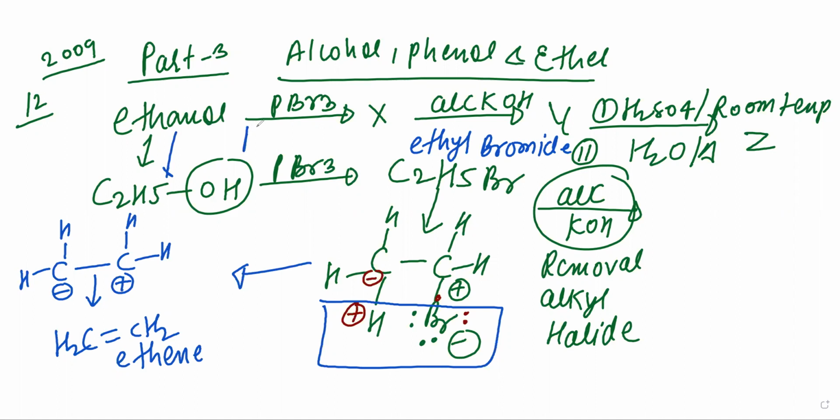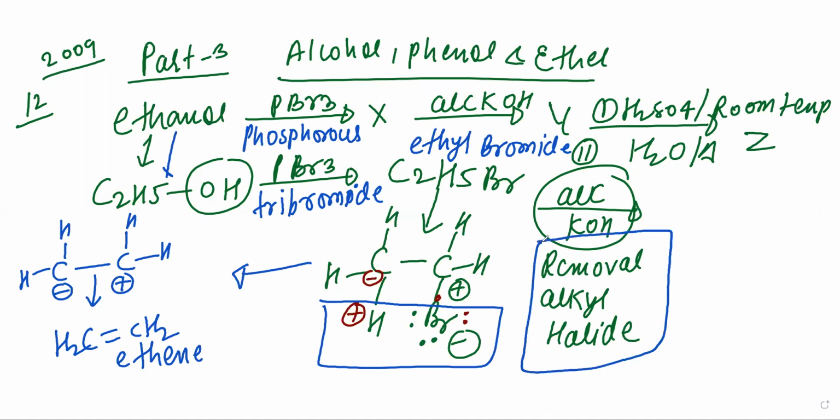This is your ethanol. This is phosphorus tribromide. So what does alcoholic KOH do? It removes HBr from alkyl halide only, right? So write it down. Then I will tell the next step when it reacts with sulfuric acid.